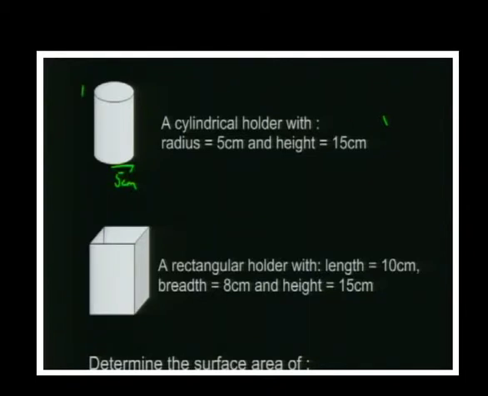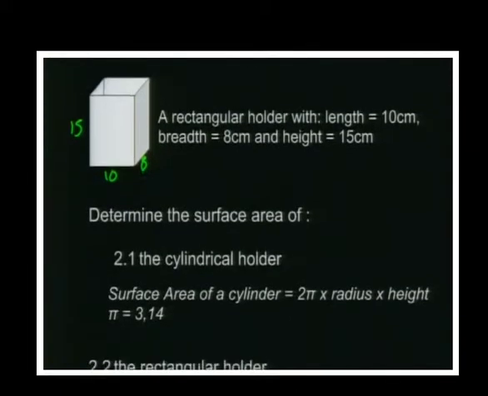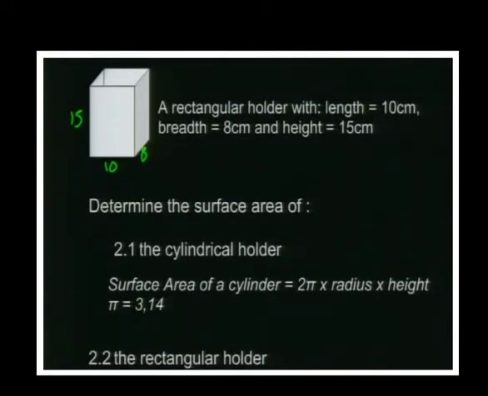So from the top to the bottom, we have a height of 15 centimeters. Now, the rectangular holder has a length of 10 centimeters. So this length here, 10 centimeters. The breadth is 8 centimeters, and the height, 15 centimeters. Determine the surface area of the cylindrical holder. Okay? So we are now going to try and find what is the surface area of that holder.